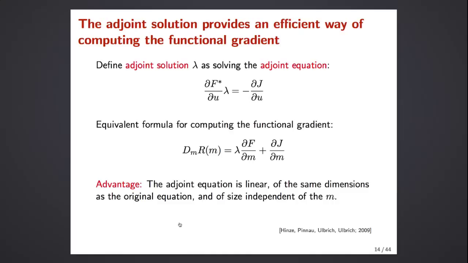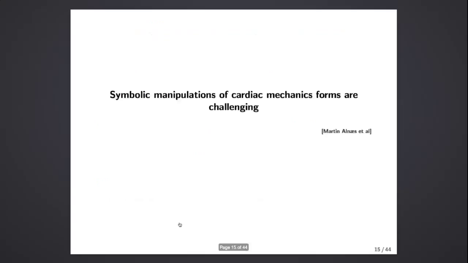Okay, so the advantage of this is that this adjoint equation is linear. Even if your forward problem is nonlinear, the adjoint equation will be linear. It's of the same dimensions as your original system, and its size is independent. So in the case where you have many parameters, for instance spatially varying parameters, this will be a big advantage. And this is the approach that we're using.